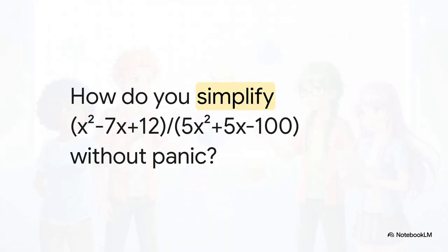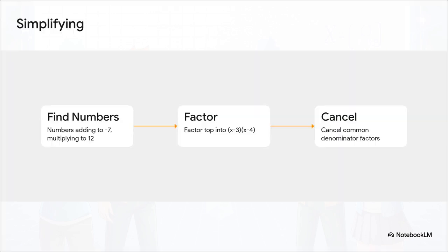Which prepares us perfectly for solved question 5. Take a look at this absolute unit of a rational expression. For a lot of students, seeing a fraction with polynomials on the top and bottom causes instant, total panic. Like, how do you even begin to simplify this monster? Well, you use identities. Let's tackle the top first.